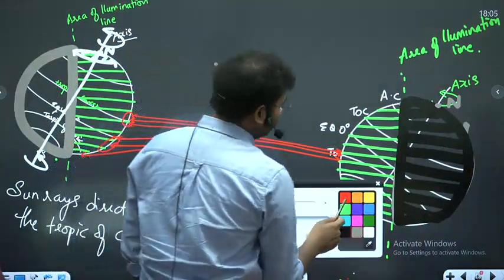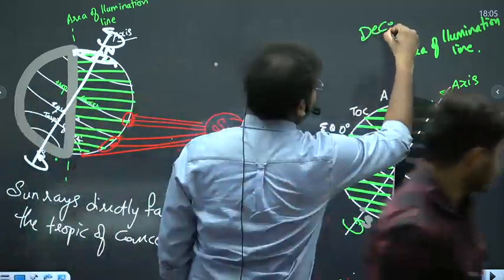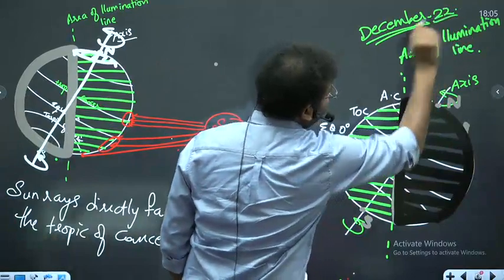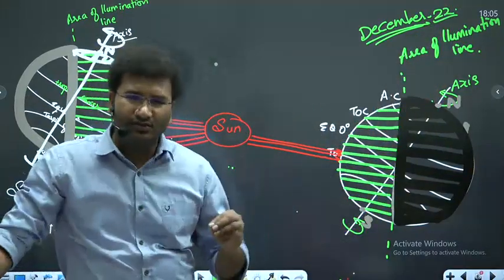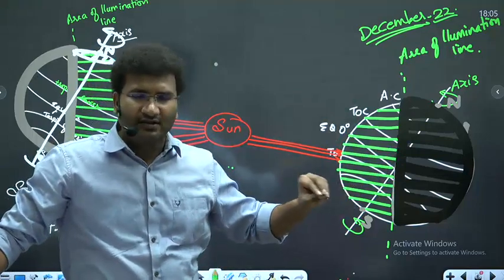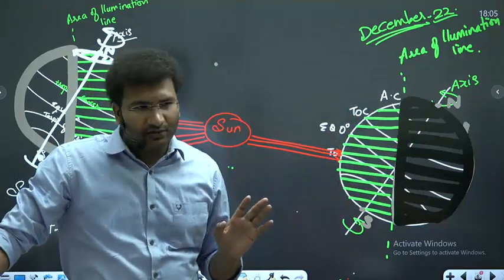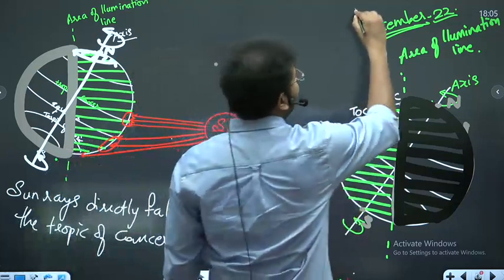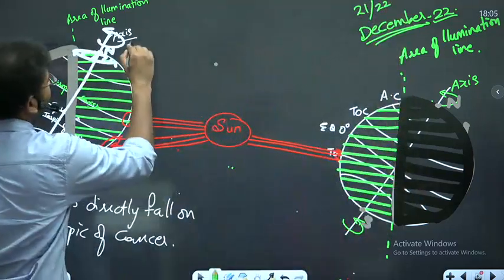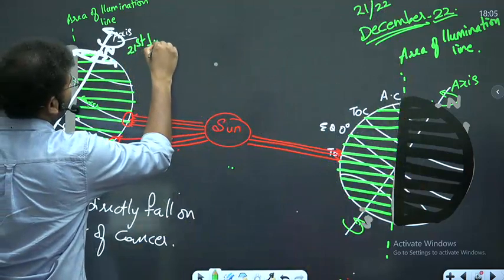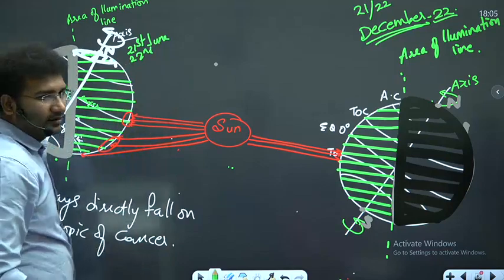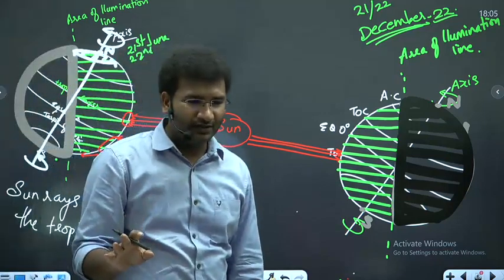So this is the month of December. Which date? 22nd. If you are going through some books, they say December 22nd is the date, December 23rd is the date, December 21st. So different books have different dates. You can also write this as 21st or 22nd December. Right? This as 21st of June or 22nd of June. Every book has its own number, so you need not worry.